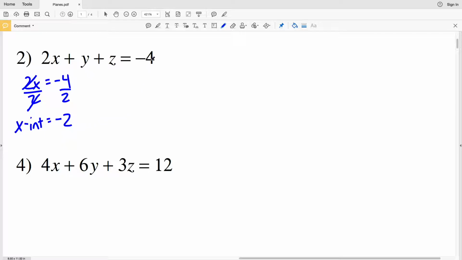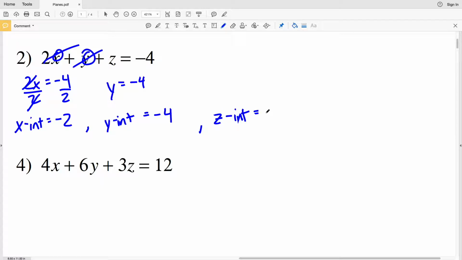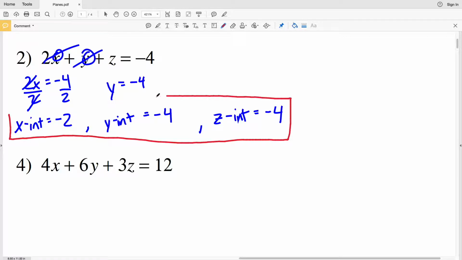Now onto my y-intercept. My y-intercept occurs when x is 0, so 2 times 0 is 0, and when z is 0. So that leaves me with y equal to negative 4. So my y-intercept is negative 4. And then lastly, my z-intercept occurs when x is 0 and y is 0, which leaves me with z equal to negative 4. So my z-intercept is negative 4. And that is my solution in number 2.